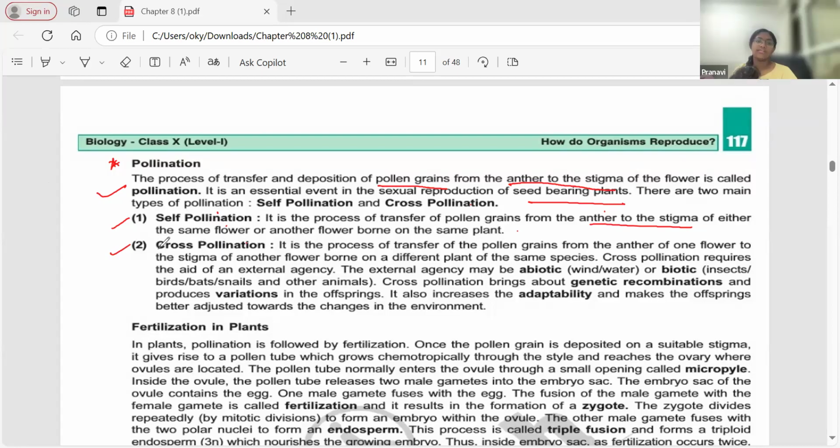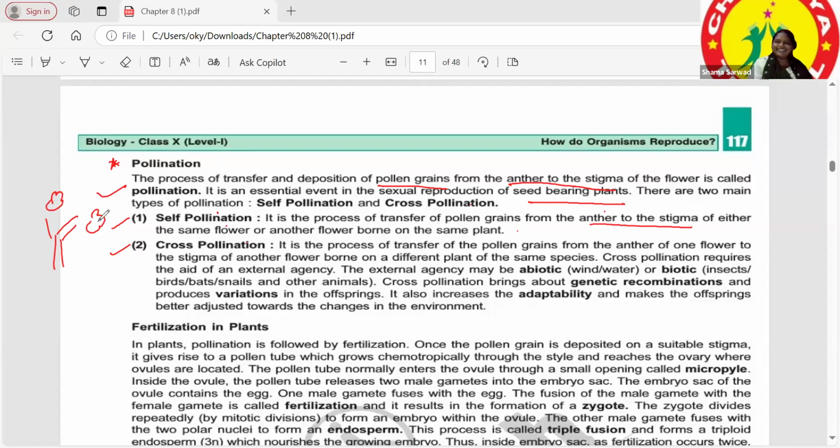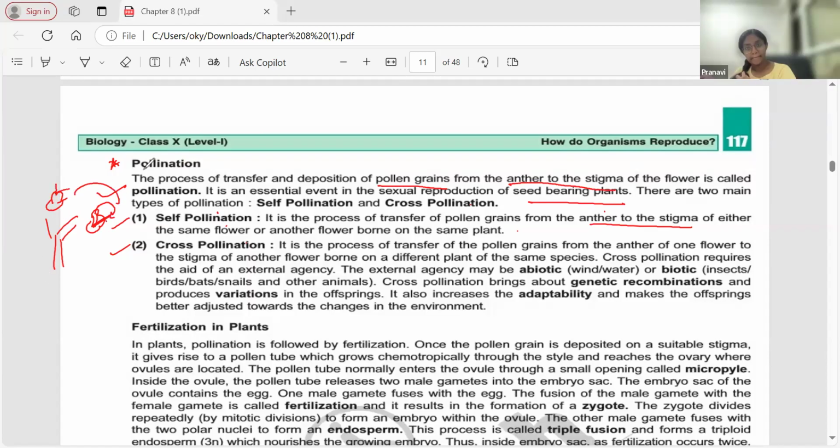Understand? Suppose this is a plant, and here is another flower, and here is the stigma. That is still self-pollination. If the pollen comes from the same flower, or from another flower of the same plant, it is self-pollination. Clear? Okay.